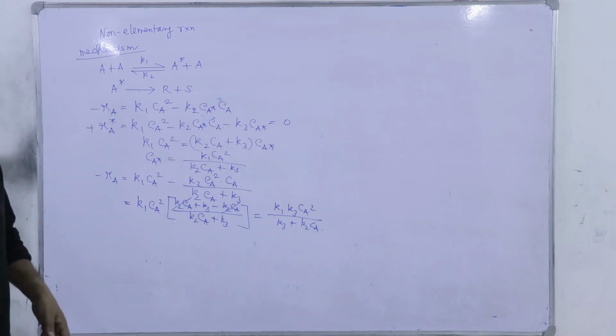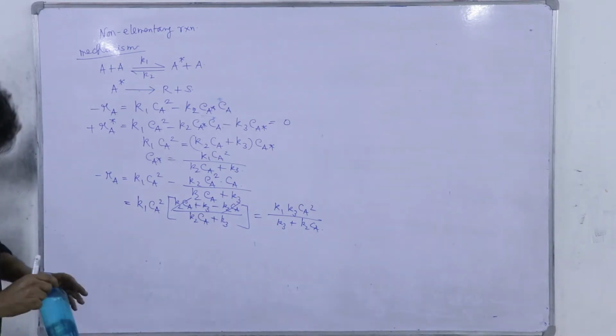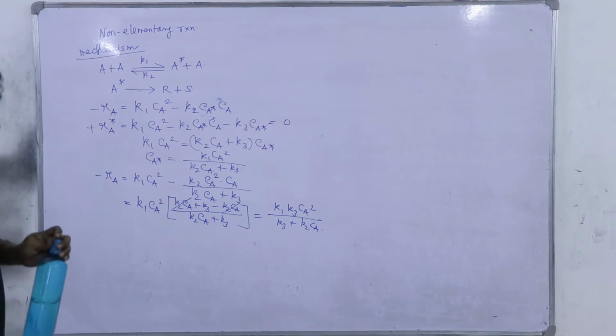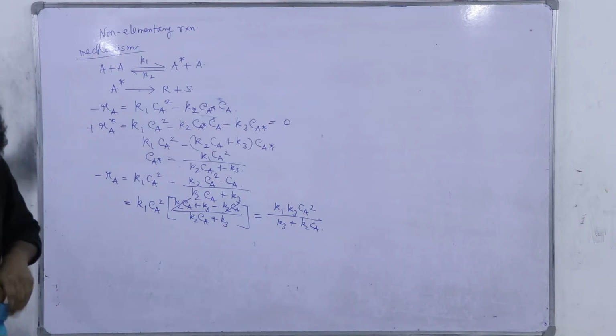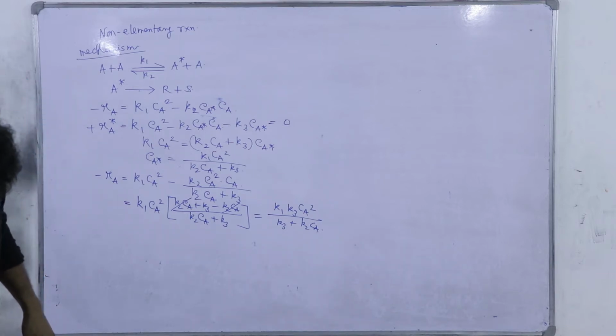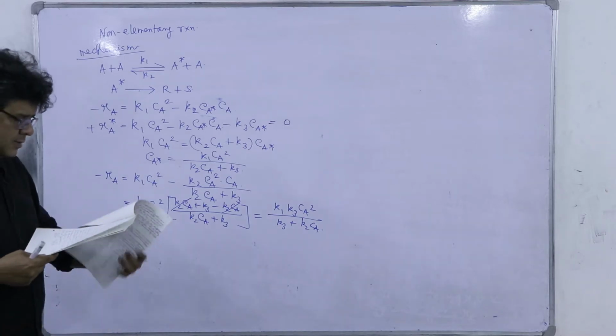K1 K3 CA square divided by K3 plus K2 CA, option C, as given in the problem statement.